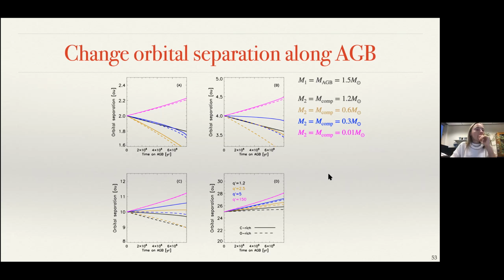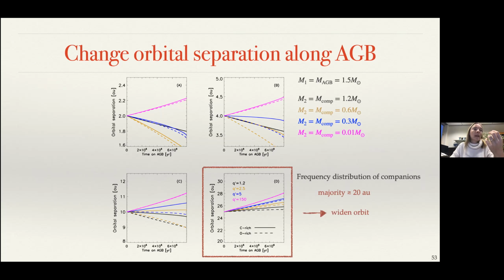I can discuss it in detail, I will not do that. I only want to focus on one thing. This is this bottom one. Since if you look at the frequency distribution of companions, and this is something that Hugues has helped me a lot with, you can then show that the majority of companions have an initial separation above 20 astronomical units. And hence, throughout evolution, most of them will widen their orbits.